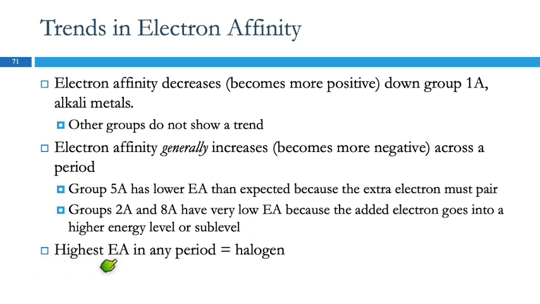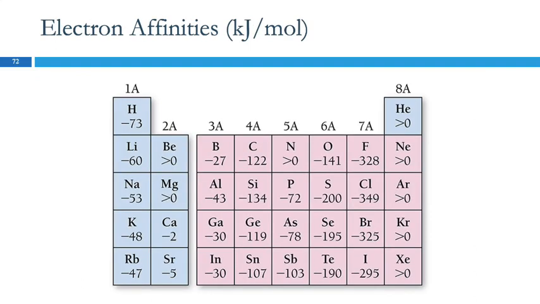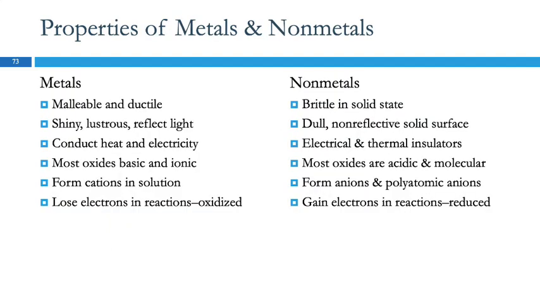The highest electron affinity in any period is the halogen. So this makes sense because fluorine, chlorine, bromine, iodine, those are the halogens. They want to gain an electron, right? Because that'll give them a noble gas electron configuration. So that's going to be the largest negative number, meaning they're going to pay you to give them an electron. Whereas some of the other ones, you have to pay them to take the electron from you.